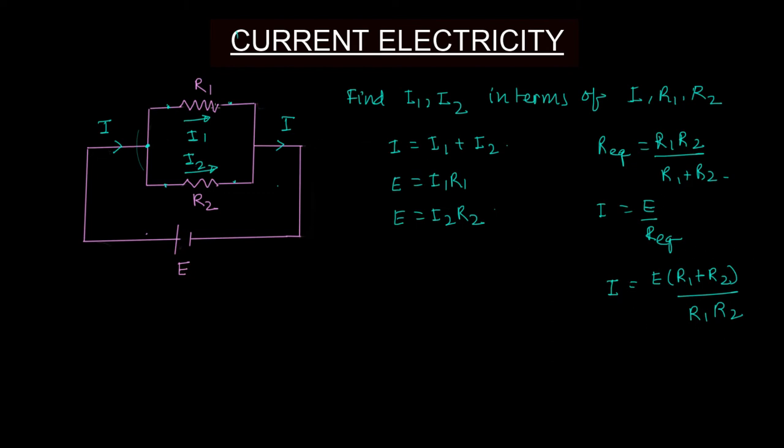Now this I gets split. So how do I go about it? See, here I have an I1. I do not want I2. I want everything in terms of I1. So I2 R2 is equal to I1 R1. So I2 is equal to I1 R1 divided by R2, and I seek to put it here. So what have I done? I have removed I2 and converted it in terms of I1, R1, R2, which is what was required here, and there is an I here. Now solving this should give you the answer.